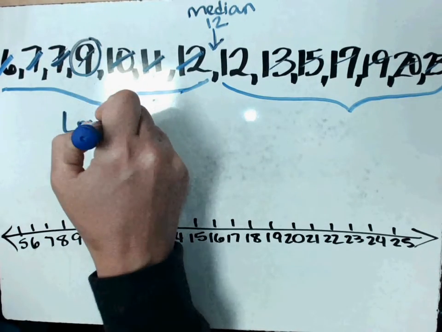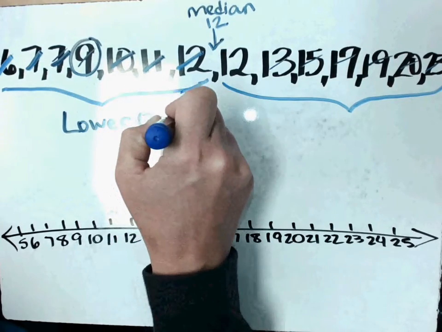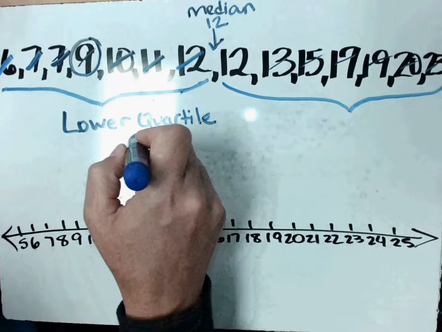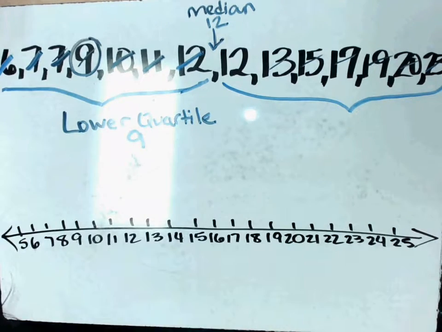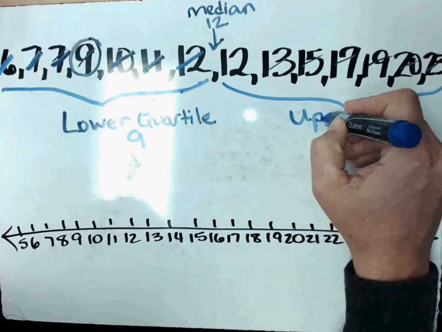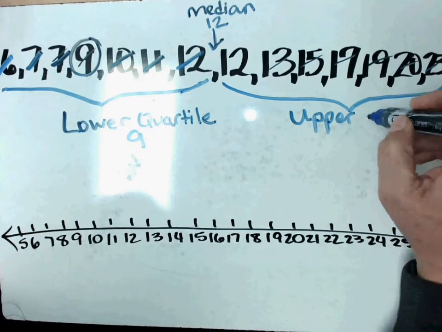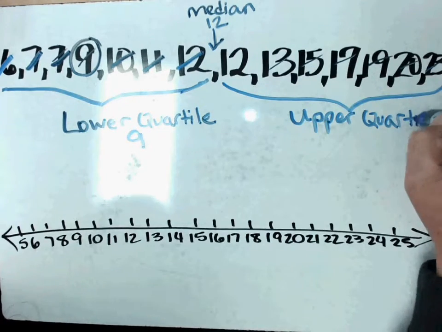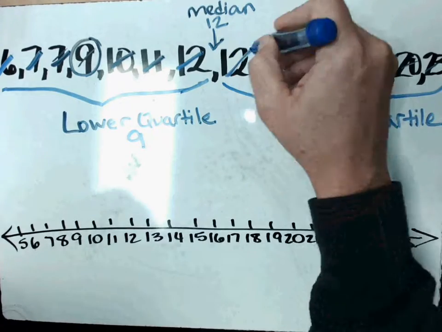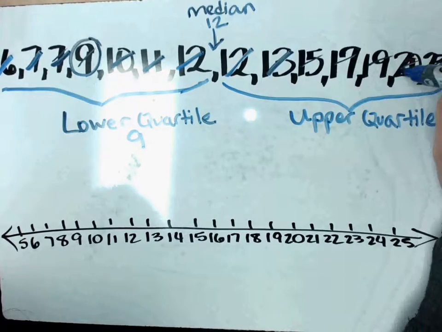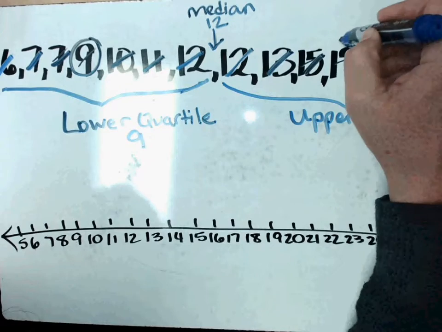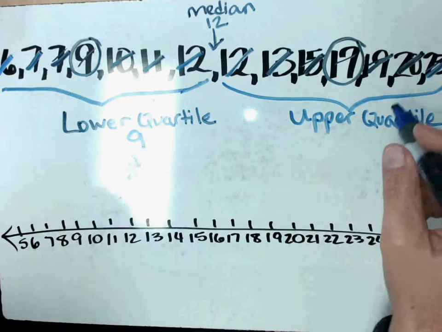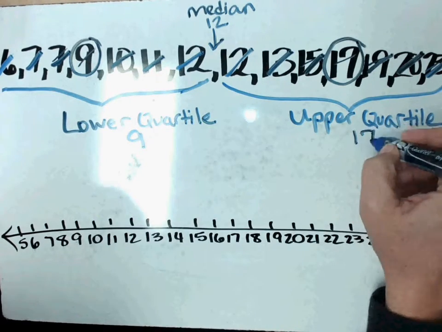Our lower quartile is the median of the lower numbers. Our lower quartile would be 9. Now we're going to find our upper quartile, which is the median of the upper numbers, the numbers above the median of all the numbers. So if we count back, least, greatest, least, greatest, least, greatest, the median of our upper numbers is 17. So our upper quartile is 17.